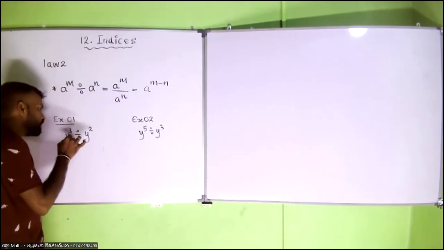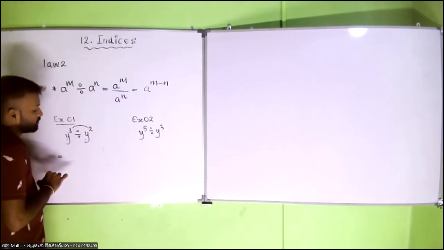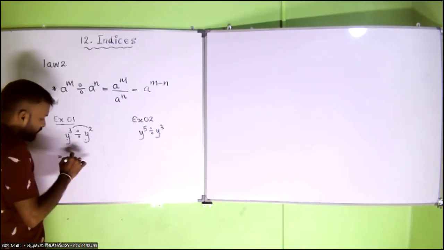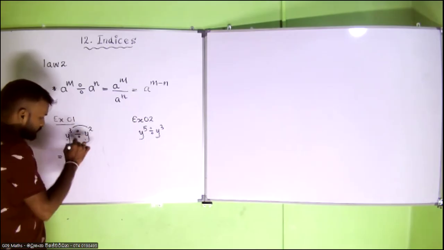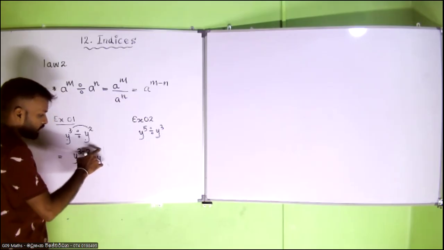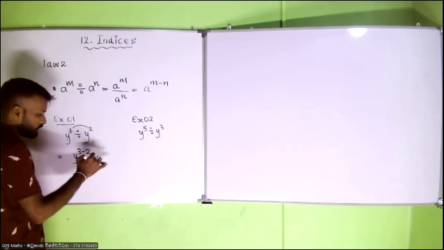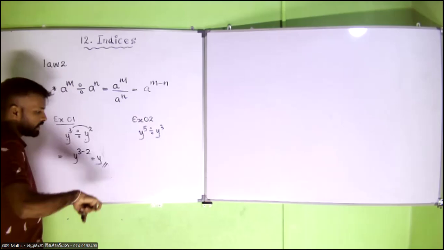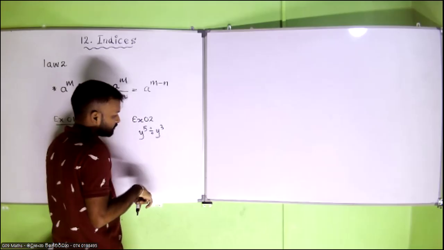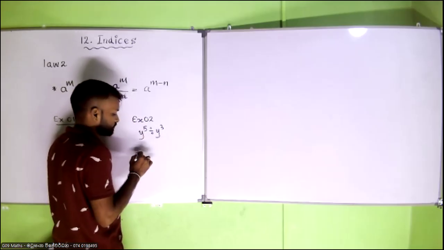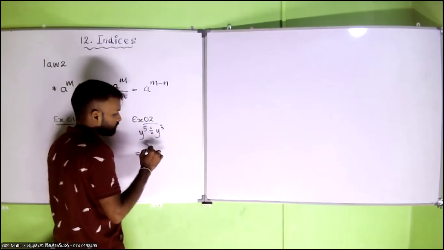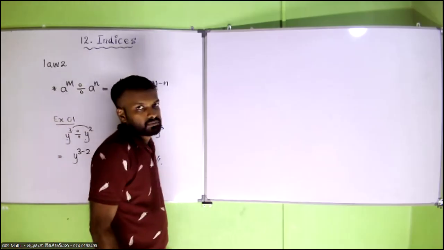Apple divide: subtract the powers, the index. Apple, 3 minus 2. Answer is 1. y to the power 1. I'm not going to write the 1, not needed. This one, apple divide. Divide means subtract the powers. 5 minus 3, 2. That's all.